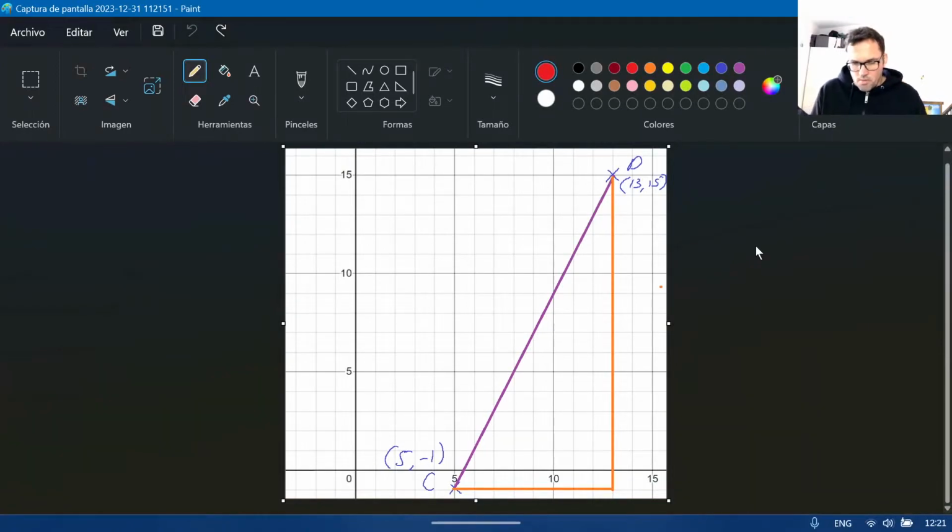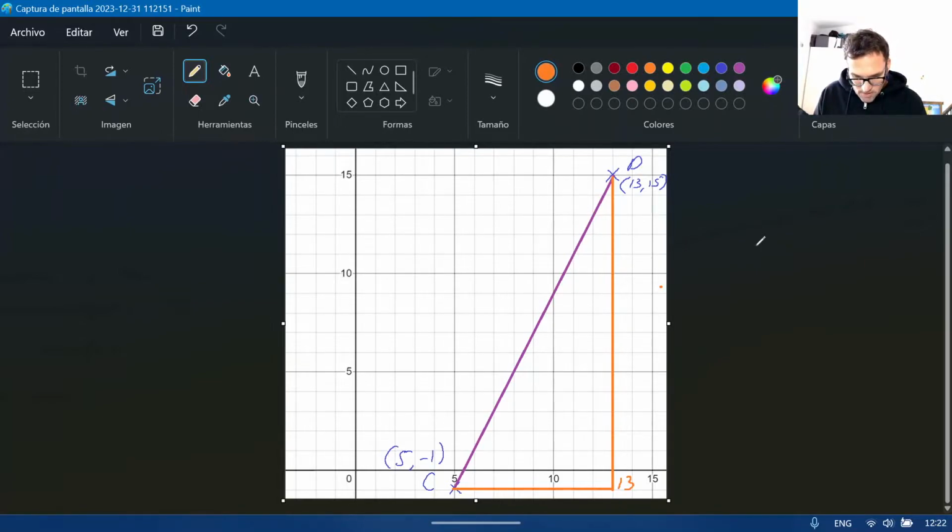Right, so at the bottom there I've got point C, (5, -1), and at the top I've got point D, (13, 15), and that purple line shows us the line we have to find the midpoint of. Now, one way of doing this is taking the horizontal distance, which goes from 5 to 13. What is 5 to 13? That is 8 squares. Half of 8 is 4, so 5 plus 4 is 9.